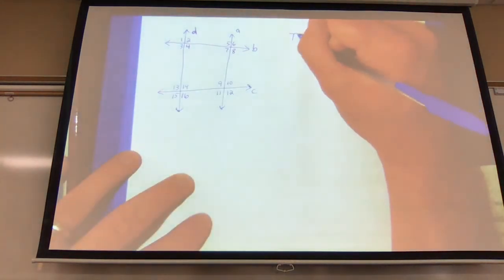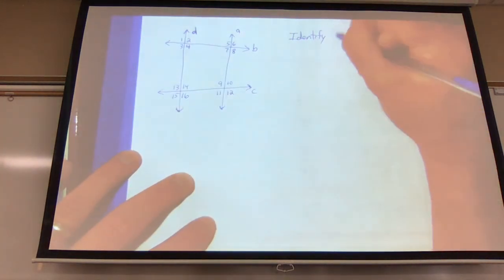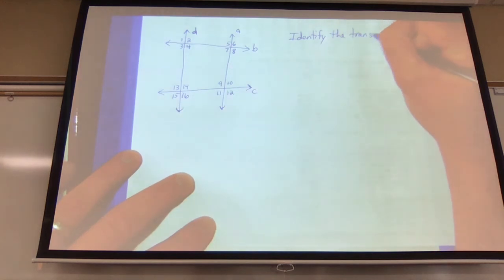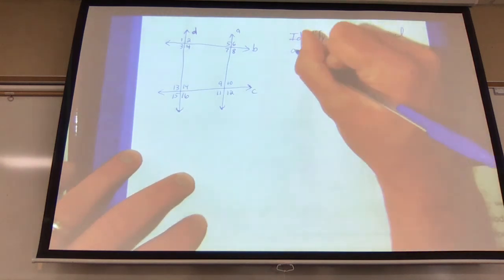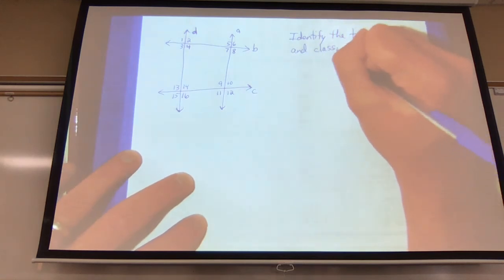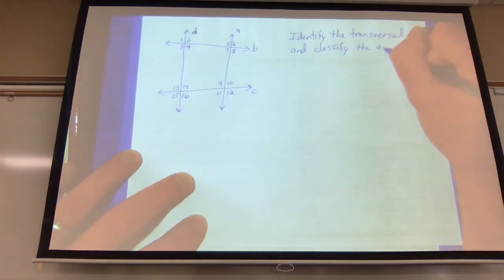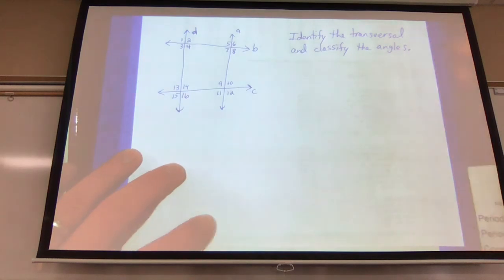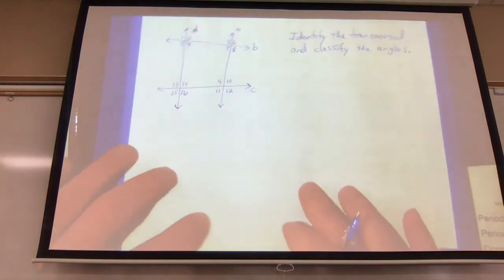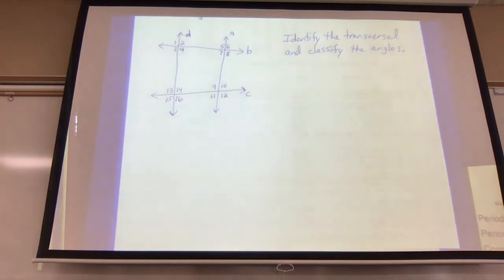Now the directions are going to tell us to first identify the transversal. And then we'll classify the angles. So it's really the exact same thing we did before. We're just having to tell one more thing when we do this. And once again, we'll try a couple of these together and I'll give you one to try by yourself.